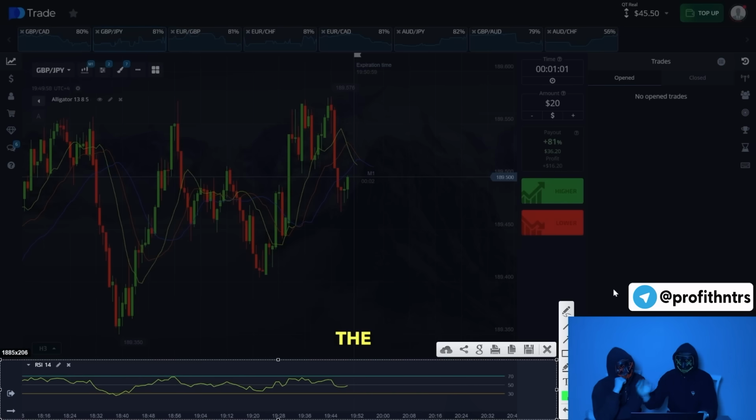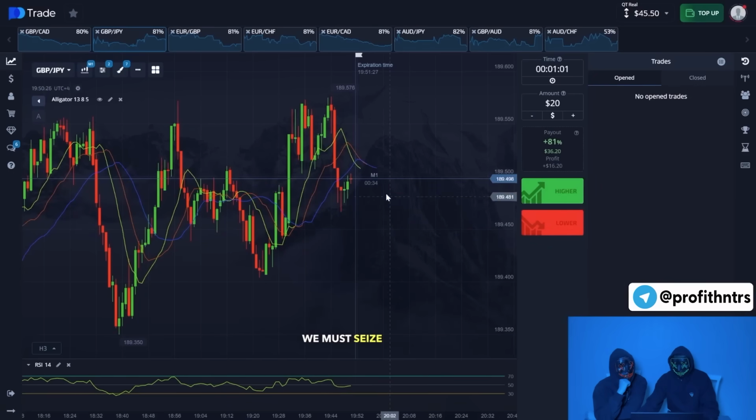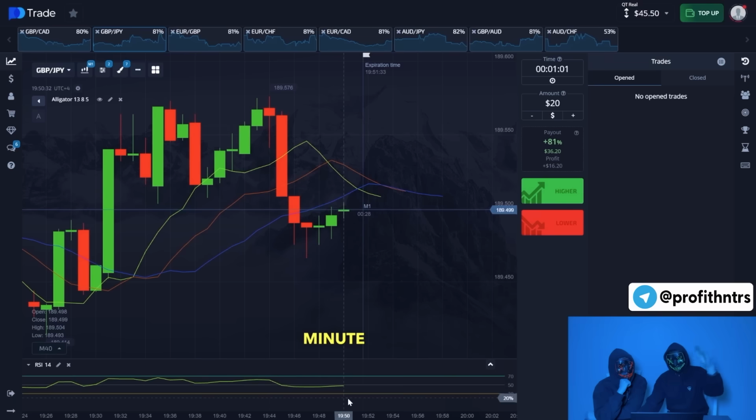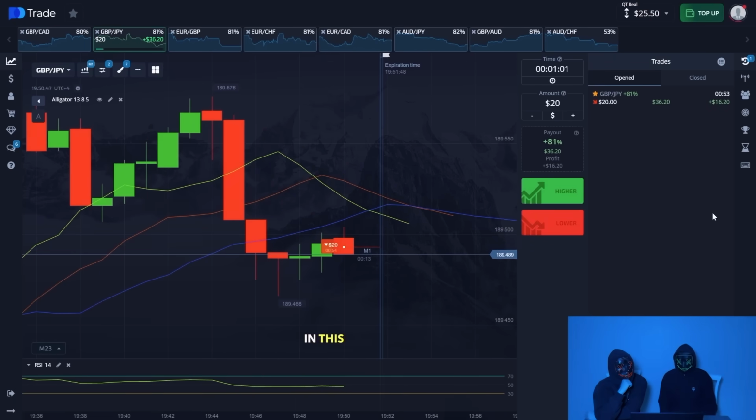We need to catch the entry point to orient ourselves from the moving average. As we can see, there is some fluctuation. And because the chart is trying to bounce off the moving average, we must seize the right moment and open a bearish trade. We must open trades for 1 minute, and in this strategy, this is an important point to consider.